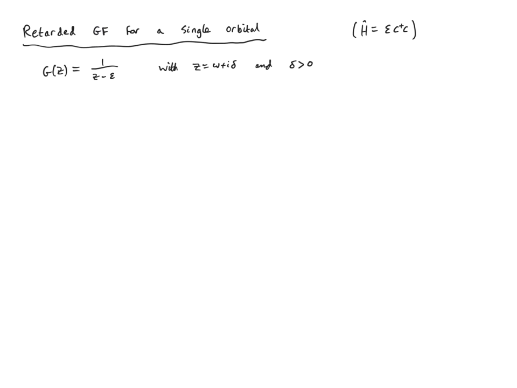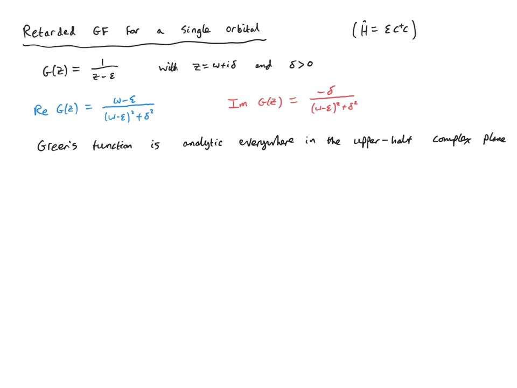So let's now focus on the retarded Green's function for this single orbital. We've just derived that g of z is equal to 1 over z minus epsilon, with a complex z equals omega plus i delta and delta positive. We can now look at the real and imaginary parts of g of z, and we find the following expressions. In particular, you'll see from these expressions that g of z is well-behaved and analytic, meaning not singular, everywhere for delta greater than 0, and we say that the delta regularizes these Green's functions.